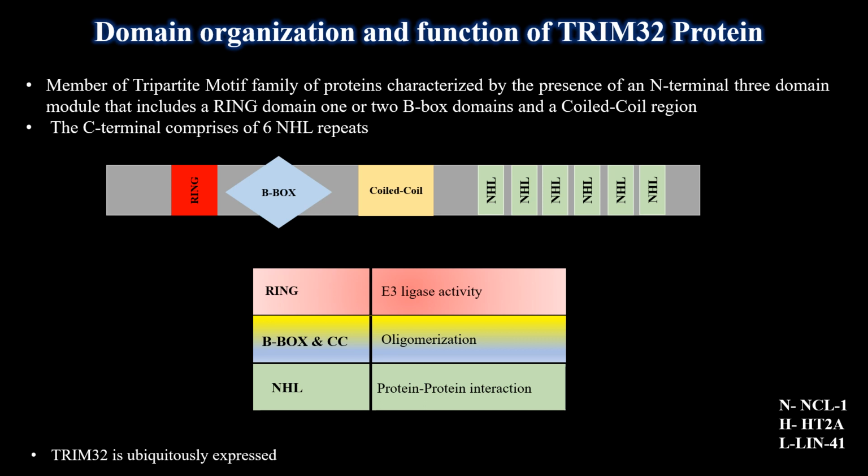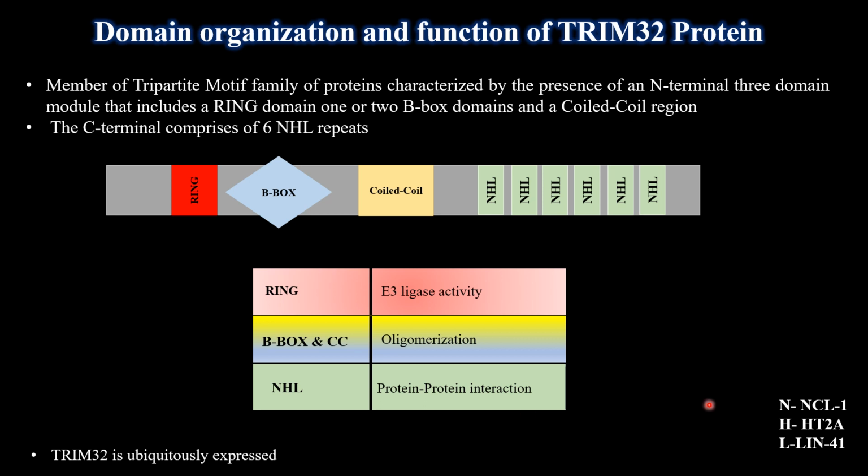TRIM32 protein is a member of the tripartite motif family, identified by the presence of a RING domain, B-box domain, and coiled-coil region at its N-terminus, followed by 6 NHL repeats at its C-terminus. All these domains have independent functions. For example, the RING domain imparts E3 ligase activity to the protein. Because of the E3 ligase activity, TRIM32 can add multiple ubiquitin molecules to the target protein and can specify their function. Likewise, NHL repeats are known to mediate protein-protein interaction.